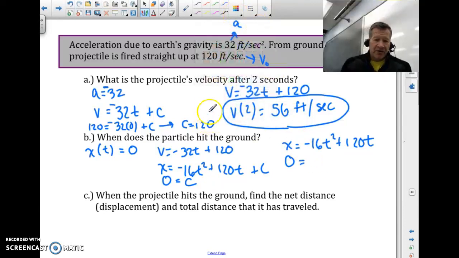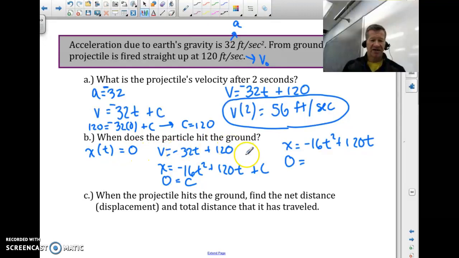So we were talking about if the acceleration due to Earth's gravity is 32 feet per second squared and a projectile is shot up at 120 feet per second, how can we find the velocity at a certain time and when a particle hits the ground and so on. So as we went through part B, we said, well, it'll hit the ground when its position is 0.